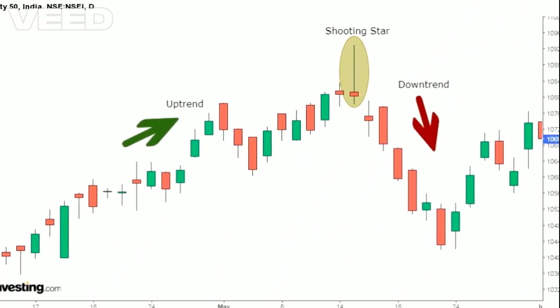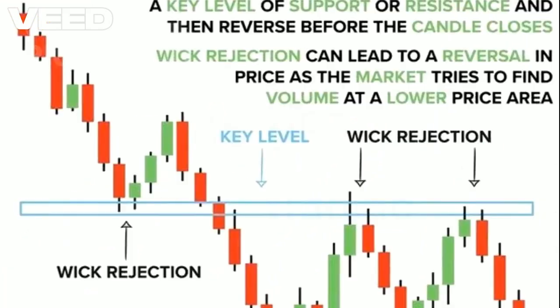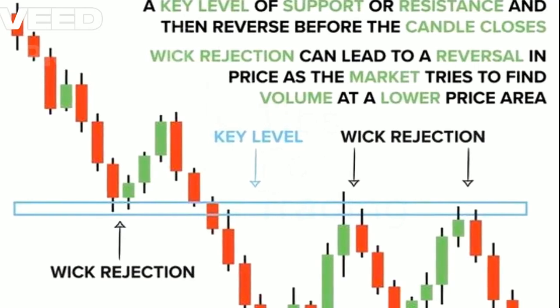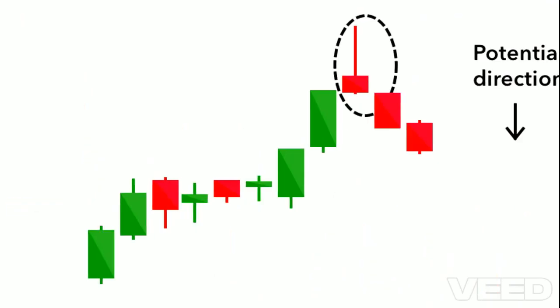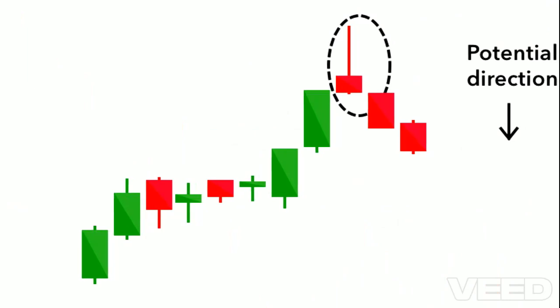Next, here's a shooting star after a strong uptrend. The long upper wick shows rejection, sellers stepped in. Then, we get a bearish candle confirming the reversal. By combining structure and candlestick signals, you can make smarter entries and avoid traps.